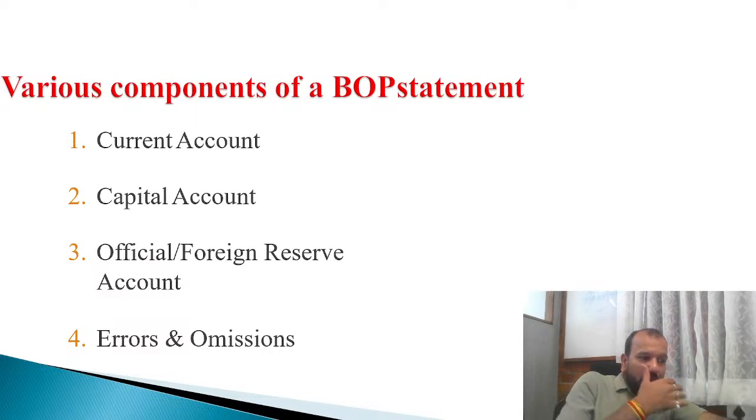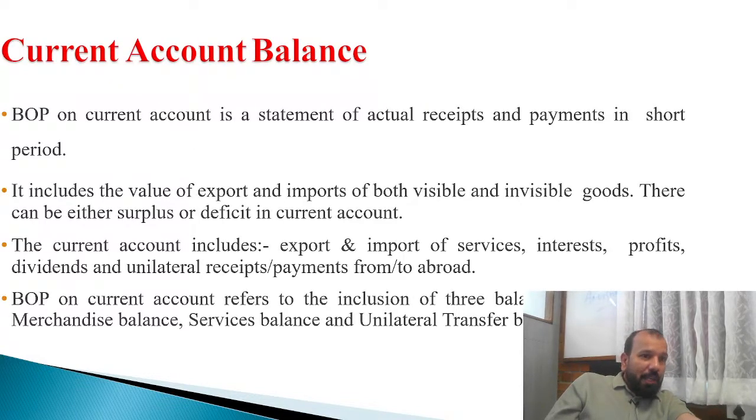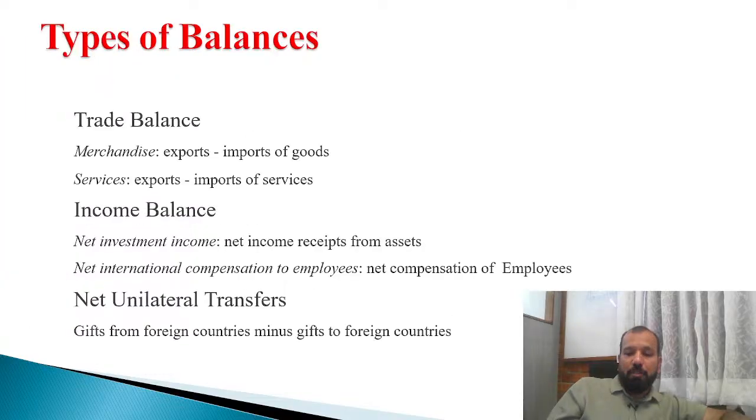There are basically three or four components. I teach four components, but most people teach three components of BOP: current account, capital account, official reserve, and errors and omissions. In the current account, we are concerned with export and import, visible and invisible, interest, whatever interest we are getting, whatever interest we are giving, profits, dividends, unilateral receipts. Unilateral transfer means, suppose your father and brother, your husband or wife are working in an overseas market, and you are sending gifts to those family members. So you just need to understand export and import of products, export and import of services, interest, dividends, unilateral transfers coming under the current account.